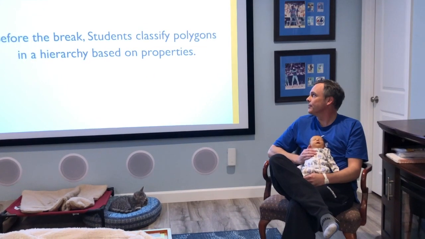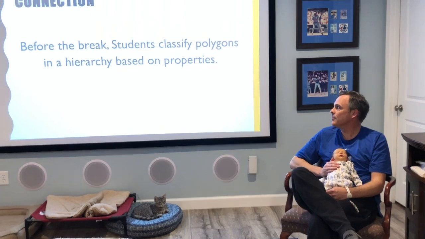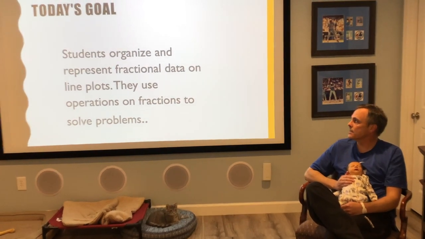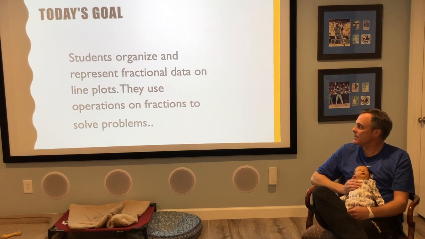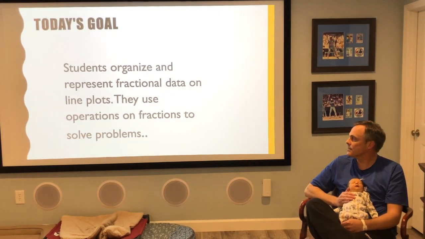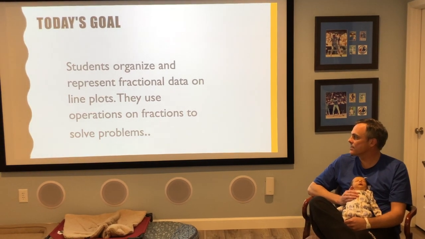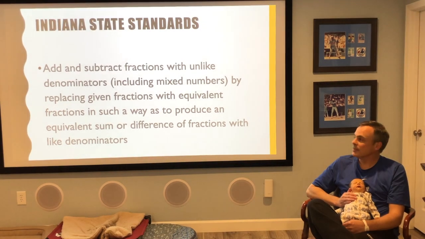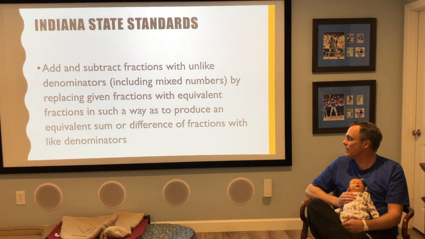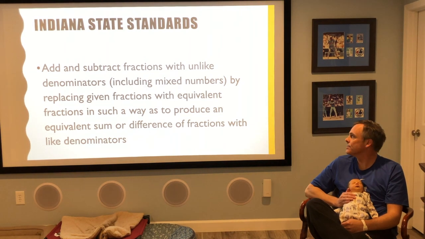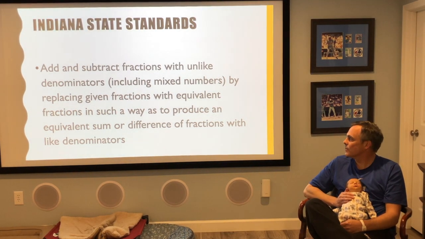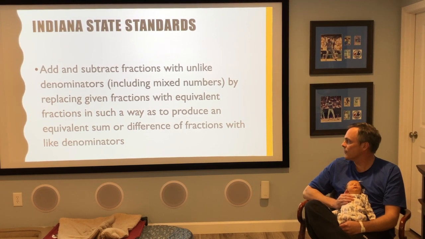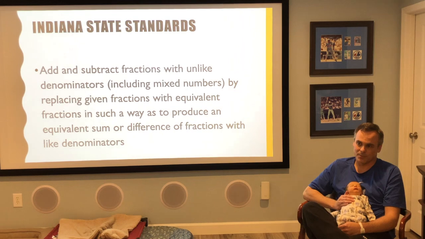So before the break, we were classifying polygons in a hierarchy based on properties. Today, we're going to begin the process of organizing and representing fractional data on line plots. We're going to use operations on fractions to solve problems. Our standard is to add and subtract fractions with unlike denominators, including mixed numbers, by replacing given fractions with equivalent fractions in such a way as to produce an equivalent sum or difference of fractions with like denominators.